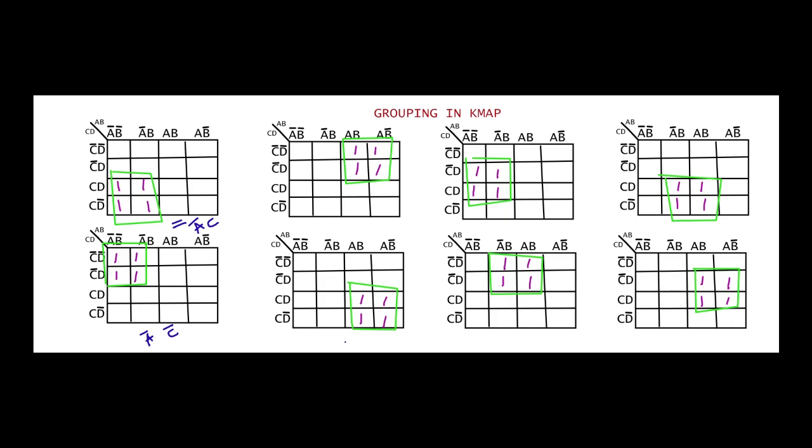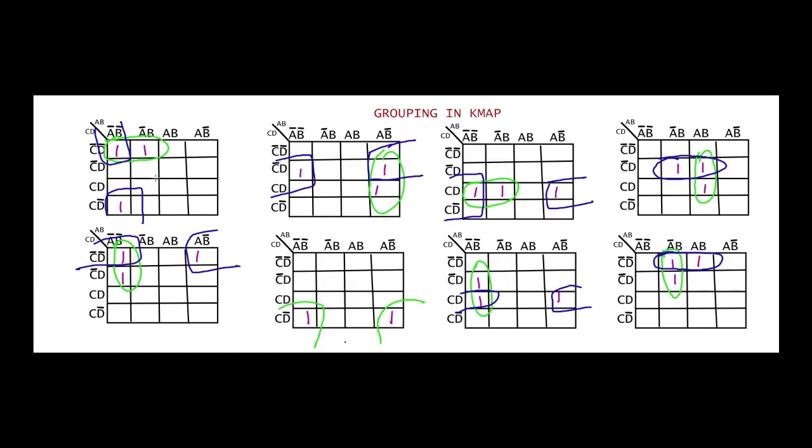I'll write for this Kmap, and you try for the rest. For these 4 ones you have A as common here, then from here you have D. This will be the minterm for this Kmap. So in this way you can group the 4 ones.